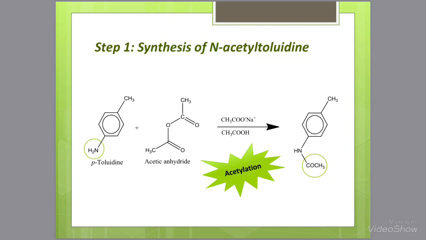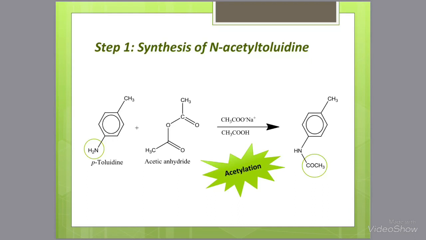In this step, you are going to react the para-toluidine with acetic anhydride. You will use a buffer system consisting of sodium acetate and acetic acid, and the final product is an acetyl para-toluidine. So, in this step, you are going to acetylate the amine group in the para-toluidine as an initial step.